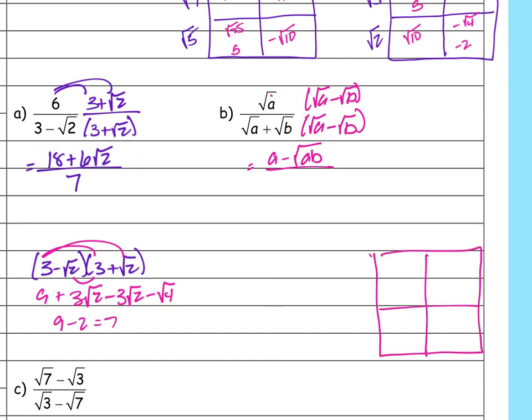Square root of A plus the square root of B, square root of A minus the square root of B. That's a really ugly A. Sorry about that. So this is the square root of A squared, or A, plus the square root of AB, minus the square root of AB, minus the square root of B squared, which is minus B. So all over A minus B. Okay?